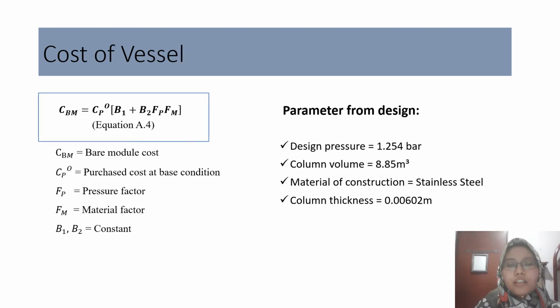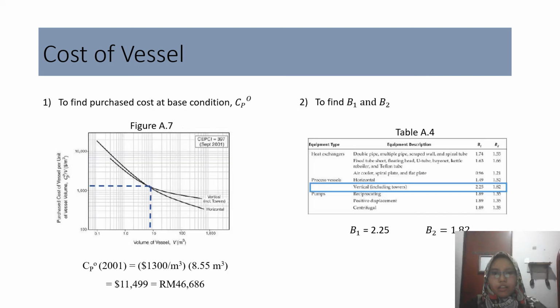Next, we will be discussing the cost estimation for the distillation column. Equation A4 will be used to calculate the bare module cost, and these are the parameters from the design that will be needed to calculate the cost of the vessel. Firstly, we want to find the value of CP0. By using our volume, we get the purchase cost per unit volume from figure A7, and we calculate our CP0 as shown in the calculation here. To find B1 and B2, which depend on the type of equipment, we use table A4.